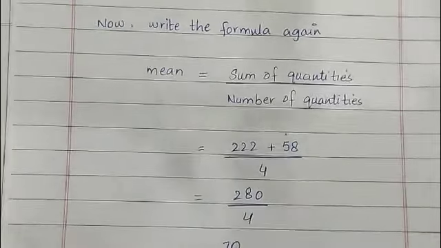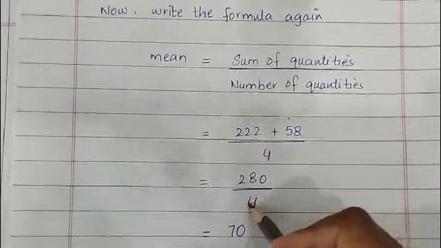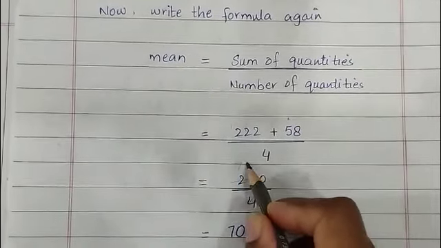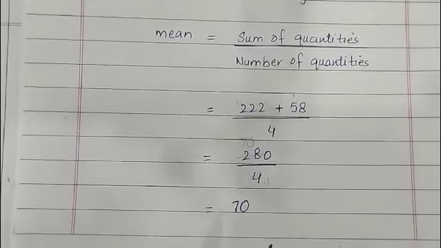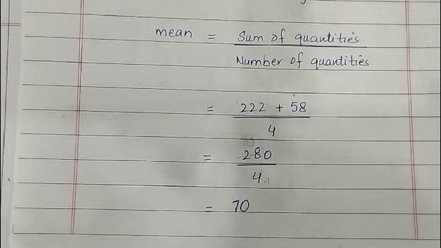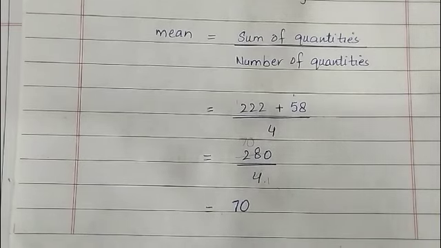So after dividing, 4 ones are 4, and 4 sevens are 28, and this 0 comes as it is, so the answer will be 70. I hope you understood this question, and in the next video I am going to explain the next part of question number 16.